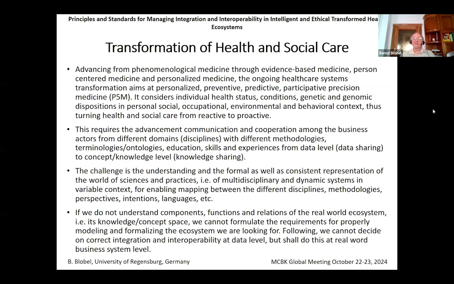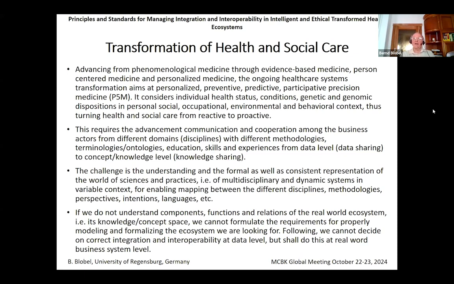However, this requires the advancement of communication and cooperation among the business actors coming from different domains and disciplines, using different methodologies, terminologies, ontologies, and having different education, skills, and experiences, from data level to knowledge level. That means from data sharing to knowledge sharing.